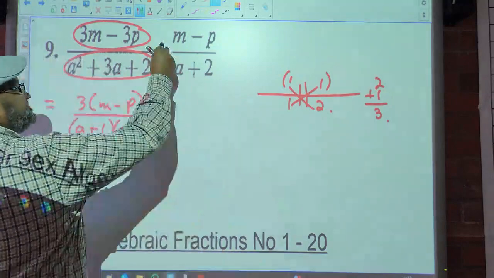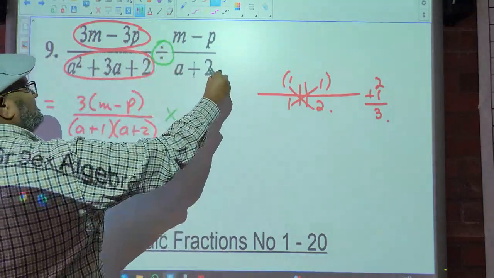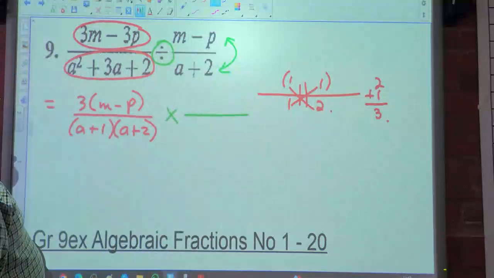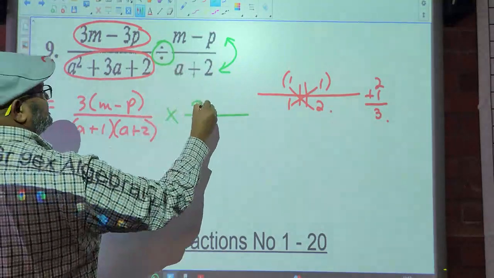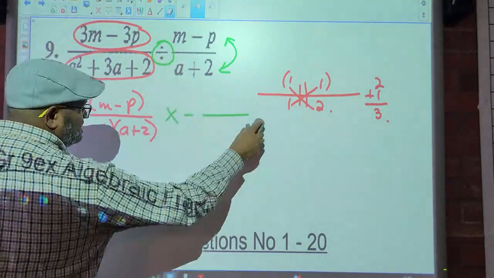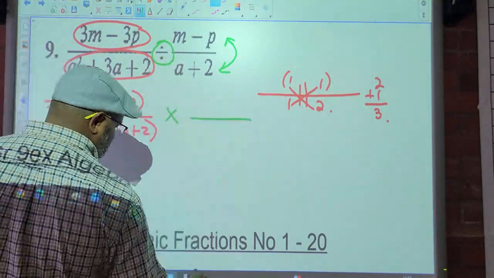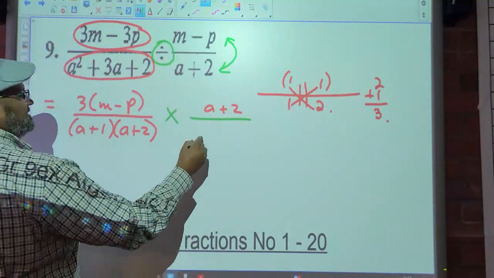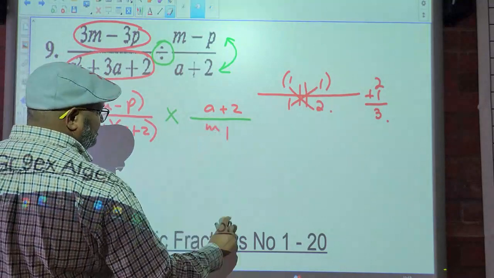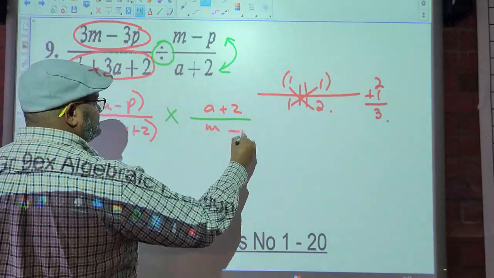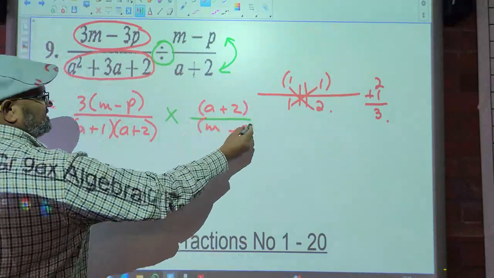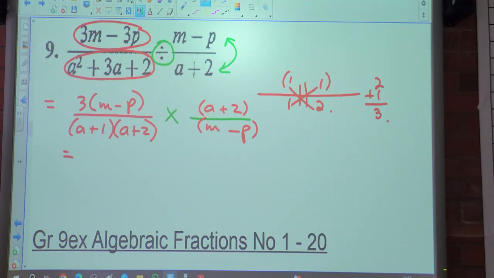Okay, so this needs to change to multiplication and tumble and times. You all agree with that? So a plus 2 becomes a numerator, and the denominator is minus p. Even if I put a bracket around it, do I change anything there? So what can be done?